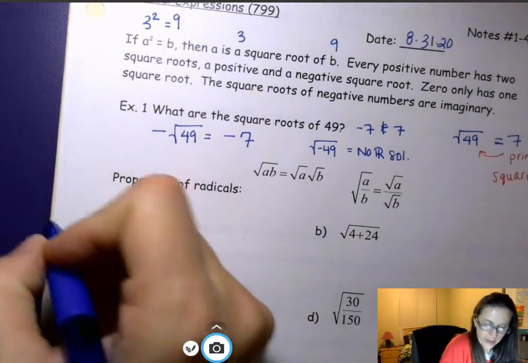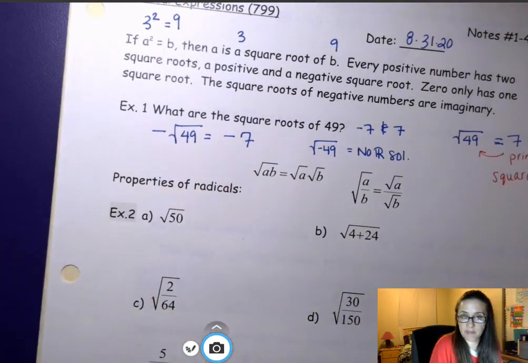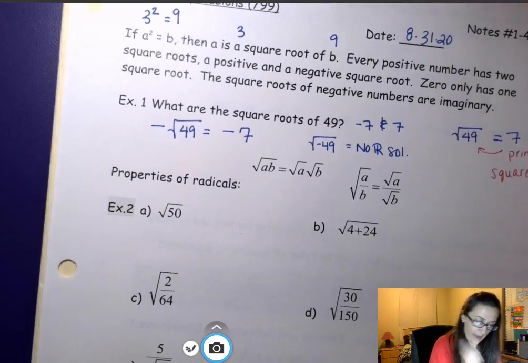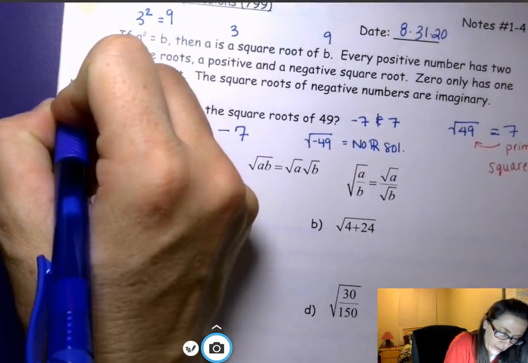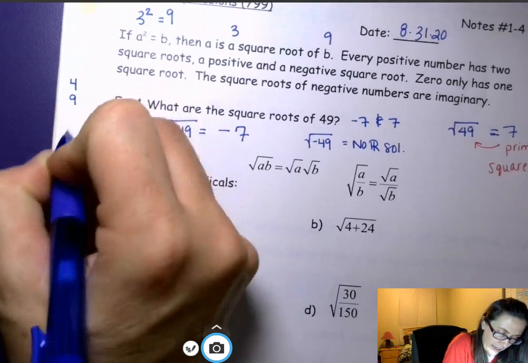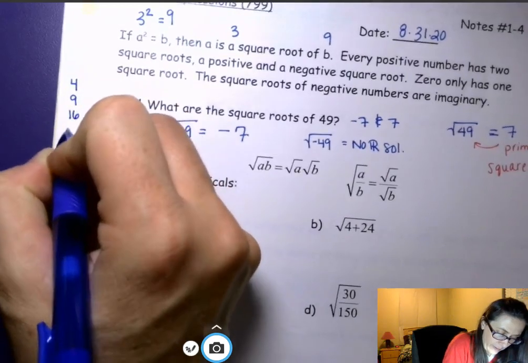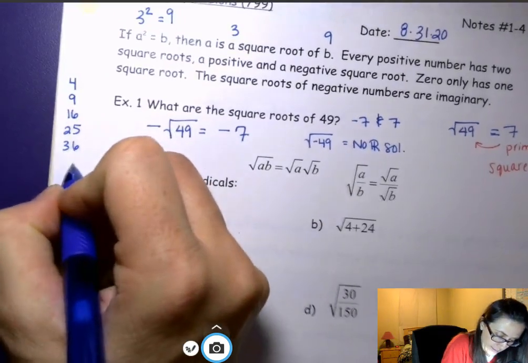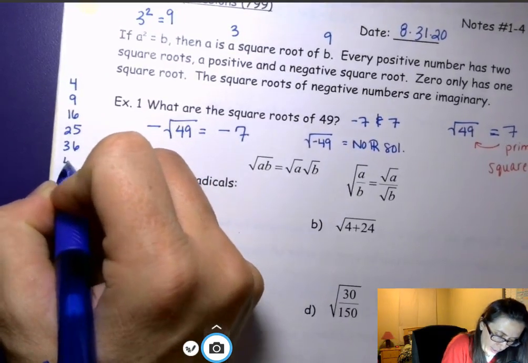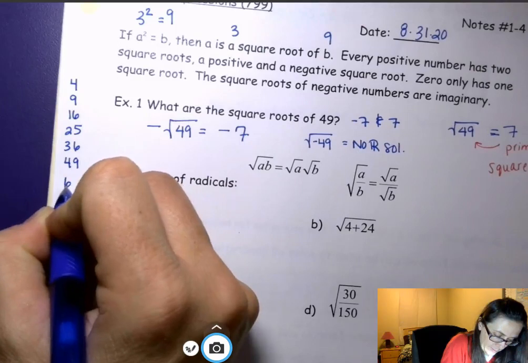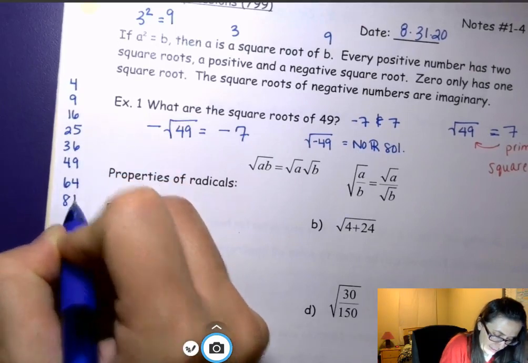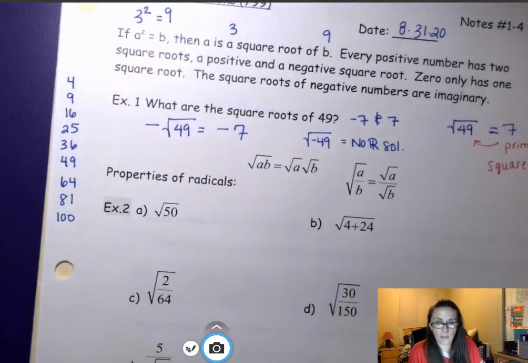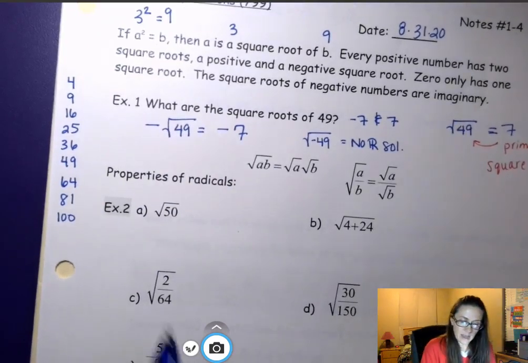1 squared, we don't really need to write 1 because every number has a factor of 1, so we don't need to write that. 2 squared is 4, 3 squared is 9, 4 squared, 5 squared, 6 squared, 7 squared, 8 squared, 9 squared, 10 squared. I usually write a list of my perfect squares. I want to look for those as factors.